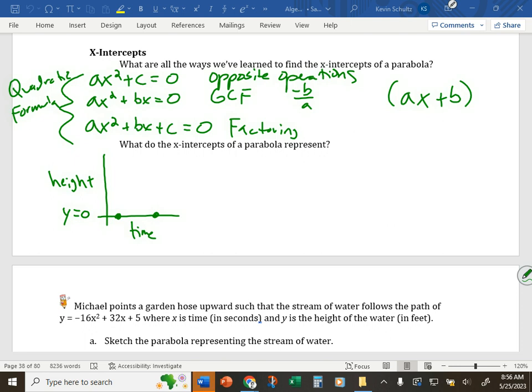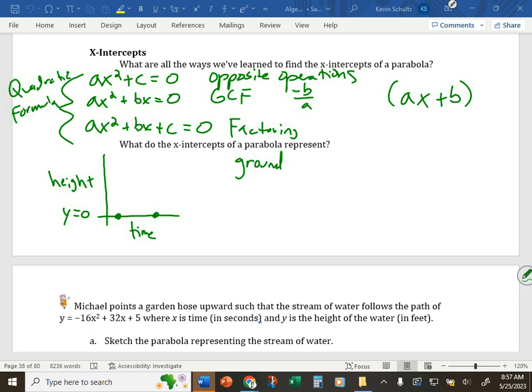Time. Base. When you started and where it ended. Not so much where it started, where it ended, kind of. It's not going to be time because we're talking about when y is 0 here. Colin? The ground. Okay? Well, like ground covered. Right?